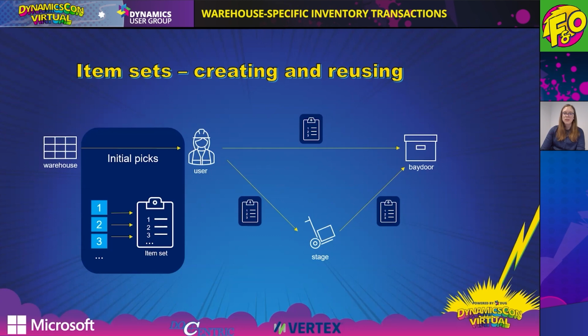Now, it doesn't matter if you go straight to the bay door or through the staging area to the bay door, this item set can be reused. It doesn't need to be recreated on next steps. It really saves validation, time, and space. Here I want to tell you a little bit more about differences in the existing and new model.